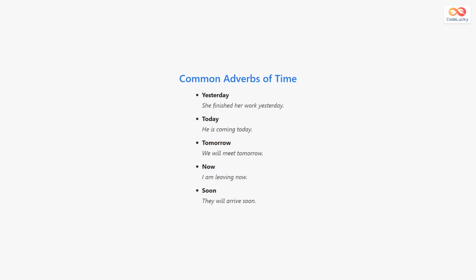Words like yesterday, today, tomorrow, now, and soon are very common adverbs of time. Using these words helps listeners or readers know exactly when an action happened or will happen.